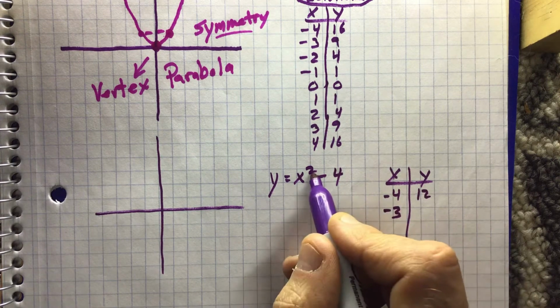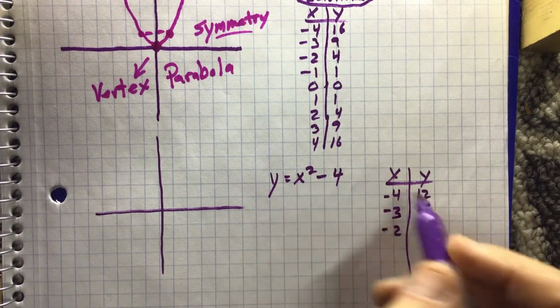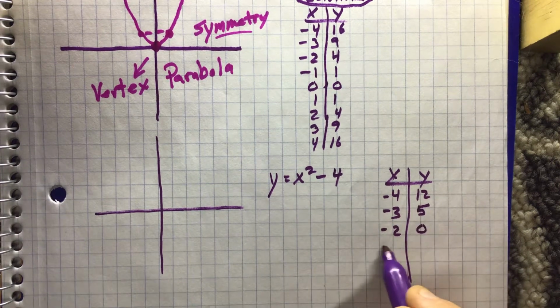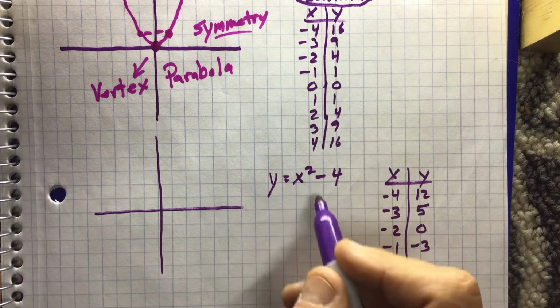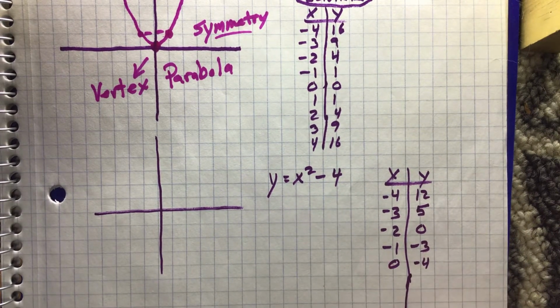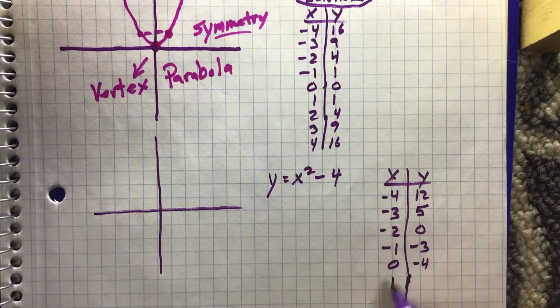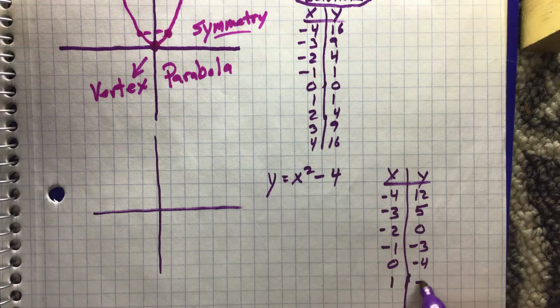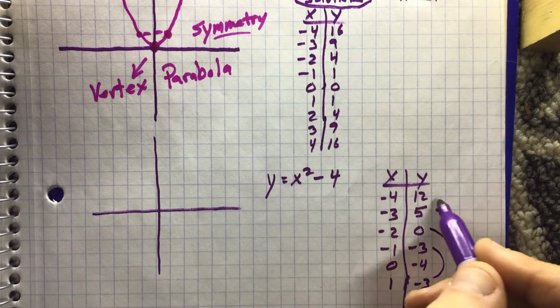-3 squared is 9. -4 is 5. -2 squared is 4. -4 is 0. -1 squared is 1. -4 is -3. And 0 squared minus 4 is -4. And the same thing's going to happen if you plug in 1 and you square it. You're still going to get the same thing as you got here. 1 squared is 1 minus 4 is -3. So I'm going to get all the same solutions here, here, here, here.